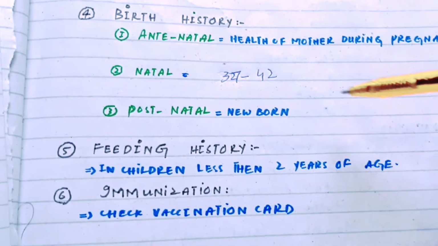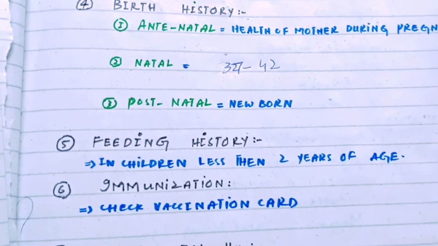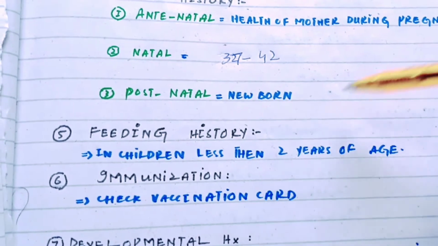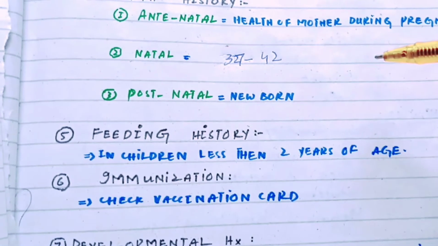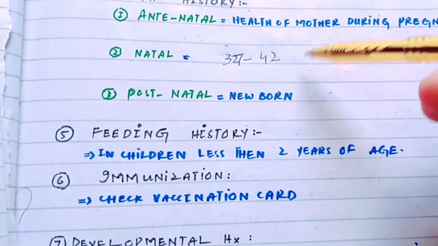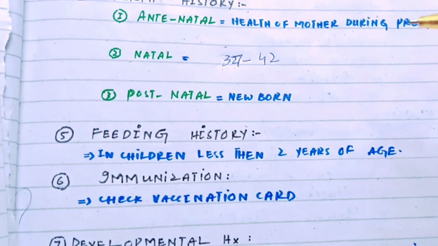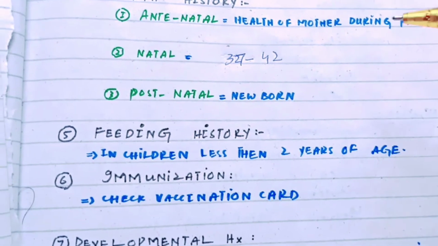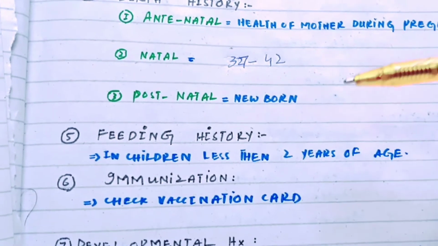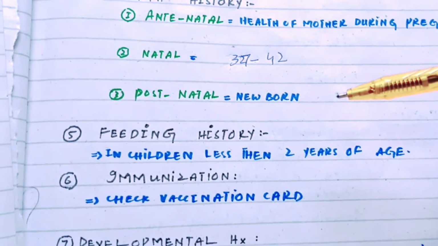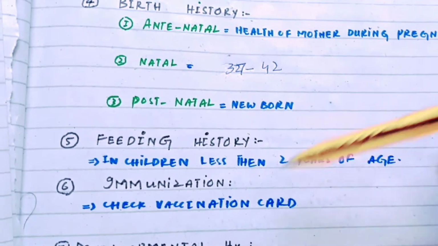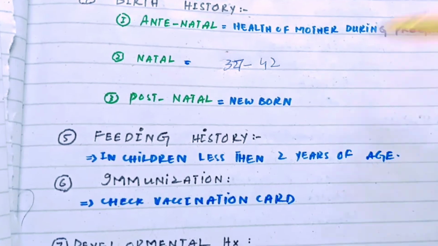Now the feeding history. The feeding history is more significant in those whose age is less than 2 years. So in feeding history, ask when the child started feeding and what type of feeding is given to the child. For example, whether the child is breastfed or bottle fed. If the child is bottle fed, then ask which type of milk is given to the patient, and ask about the frequency of feeding.